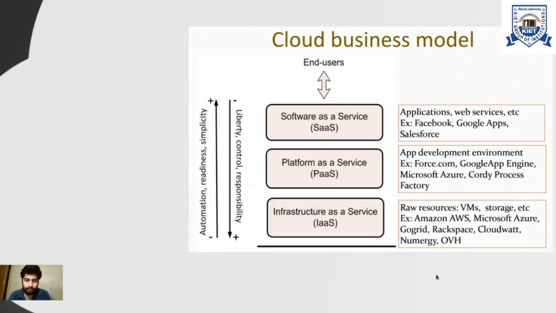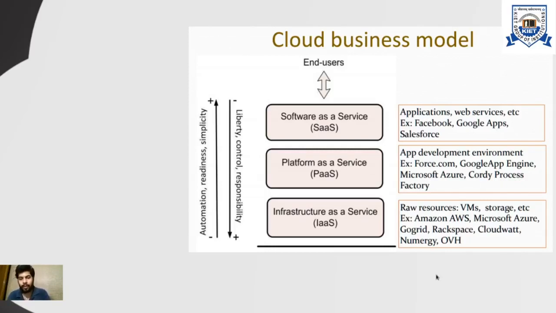Major companies like Google and Facebook, which are in this cloud business, provide different services to cloud users, and based on the type of service they are providing, they have segregated their business model. That's why business model and service model are one and the same thing.